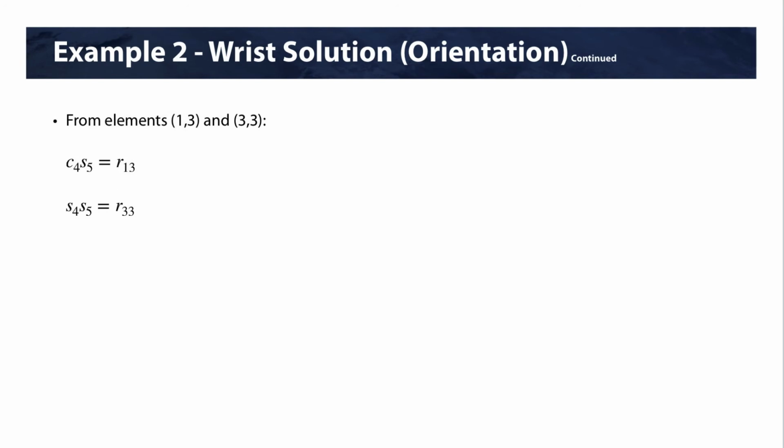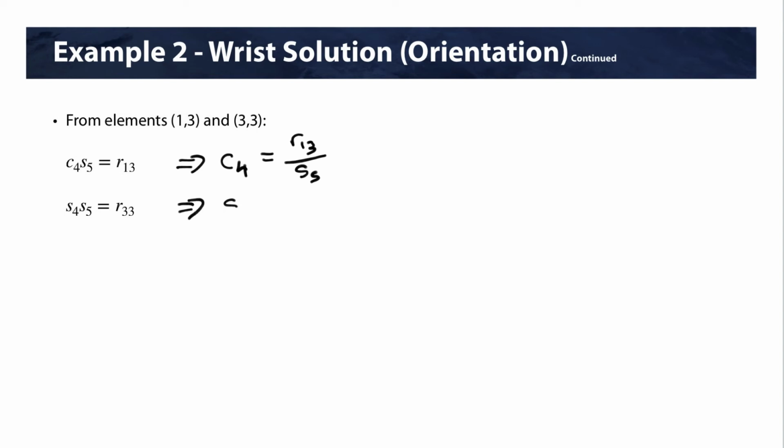Now with theta 5 known, we can use elements 1, 3, and 3, 3, all right, to solve for theta 4. So we can rewrite these 2 equations, solving for C4 in the first one, which is going to be R13 over S5.